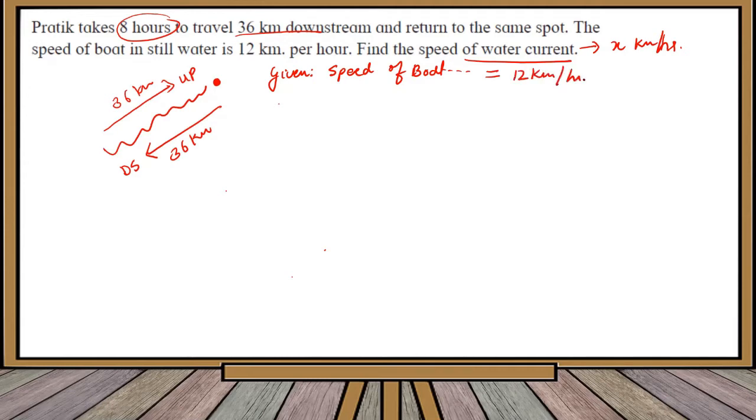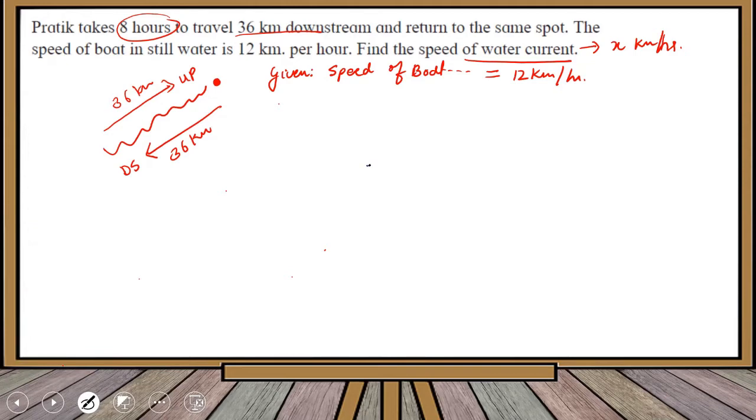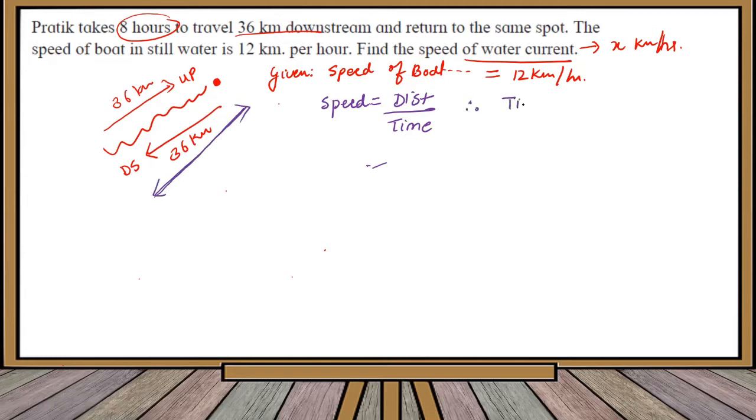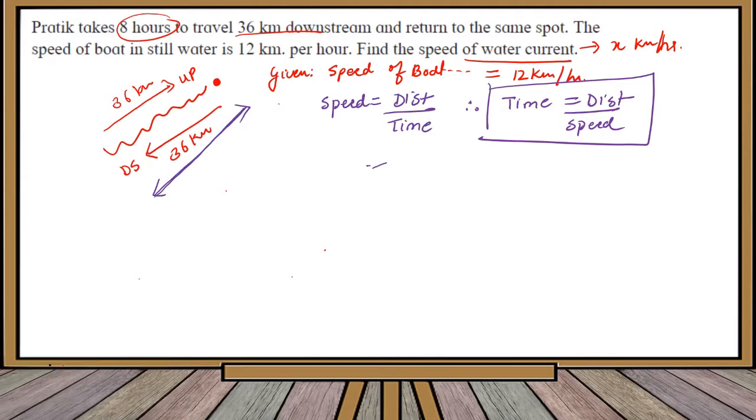Now, what is the distance traveled? As far as the formula for speed is concerned, we know that speed is equal to distance upon time. Now, what is given to us? Total time is given to us, the time to go down and then again come up. So this total time is 8 hours. Therefore, time is equal to distance upon speed.